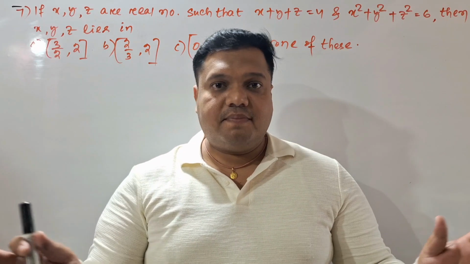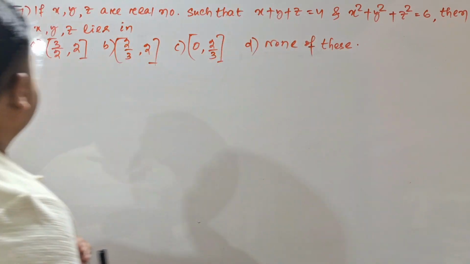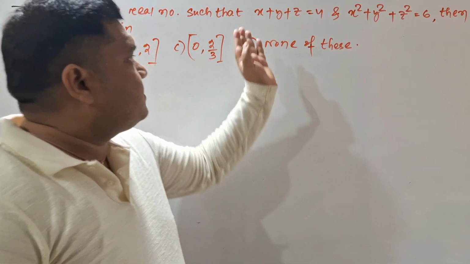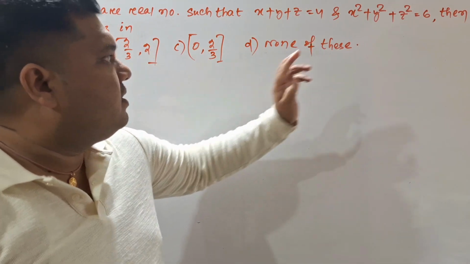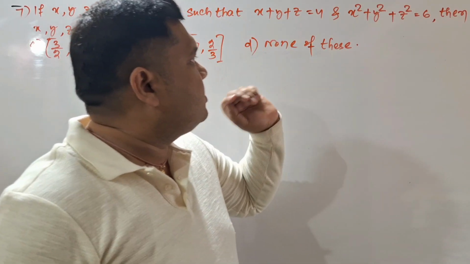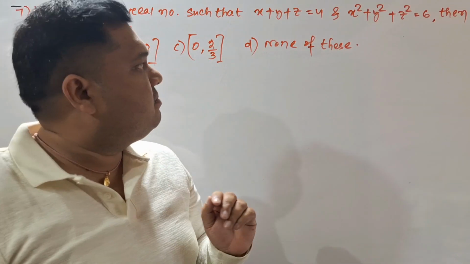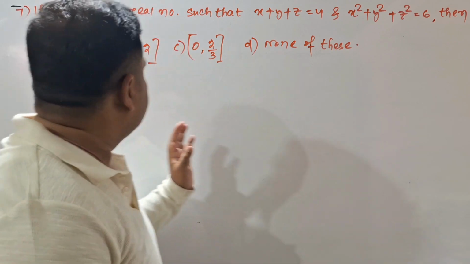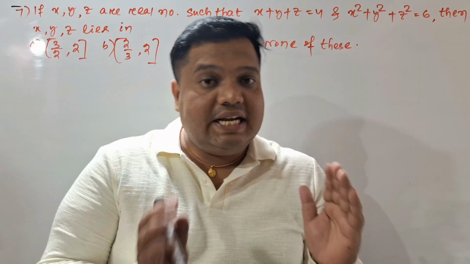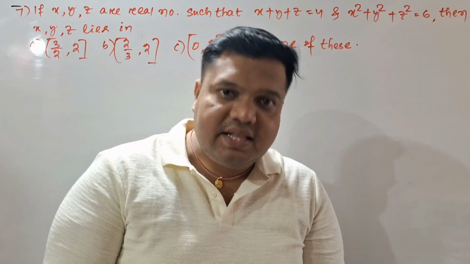Question number 7. x, y, z are real numbers such that x plus y plus z is given as 4, and x square plus y square plus z square is given as 6. So three variables are there, x, y, z, and these are real numbers. If you observe the options, here x, y, z lie within intervals. So you have to handle the inequality.